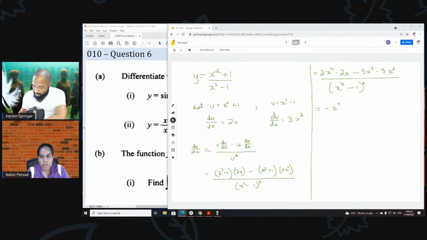We want to go in terms of from the highest power to the lowest power. So let's look at the x squared term next. So you take the x squared term. That's minus 3x squared. Make sure you take the negative sign with you. And you're left with minus 2x all over (x cubed minus 1) squared.